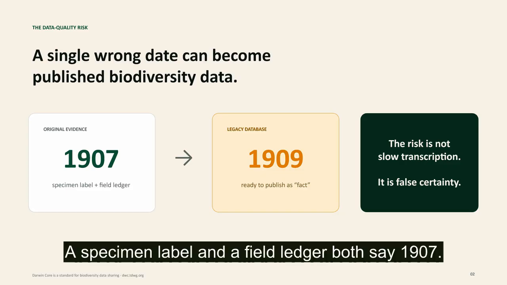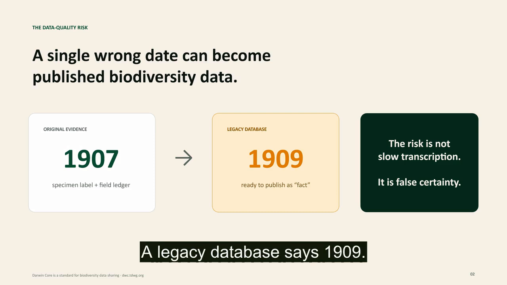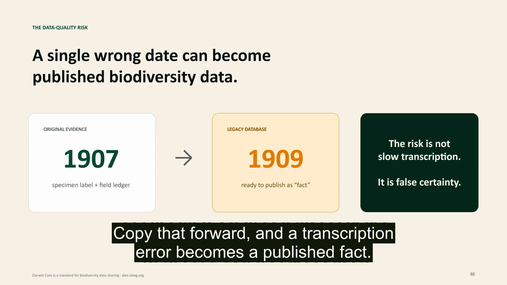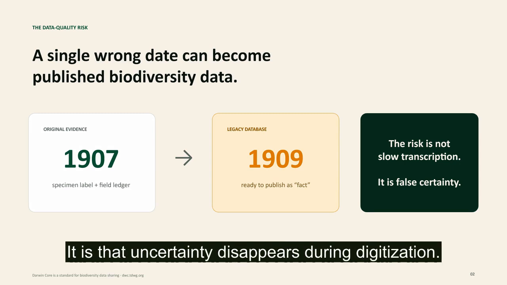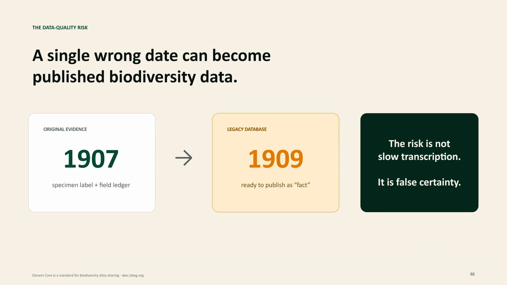A specimen label and a field ledger both say 1907. A legacy database says 1909. Copy that forward, and a transcription error becomes a published fact. The problem is not that digitization is slow. It is that uncertainty disappears during digitization.